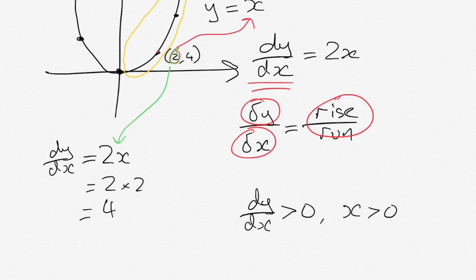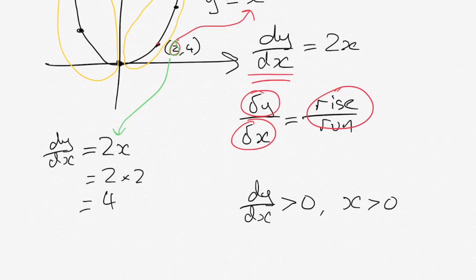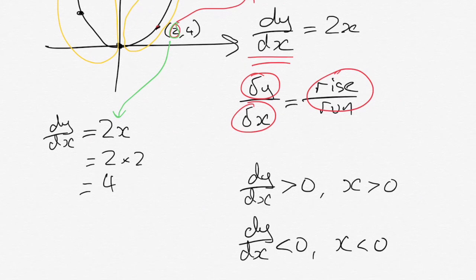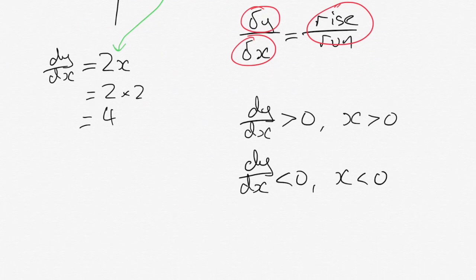We also know that our gradient is going to be negative here whenever our x value is negative. So for this particular graph, dy dx is less than 0, which is a nice formal way of saying negative, whenever x is less than 0. What about if it's not greater than 0 or less than 0? Well, the only possible way that can happen is if it is right here. That is our 0 point. And it should be obvious that dy dx is equal to 0 when x is 0.